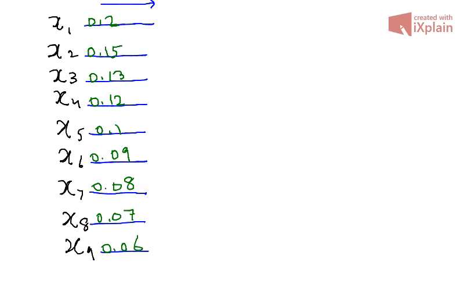Now what we have to do in the second step: in the first step we wrote these alphabets in descending order of their probabilities.